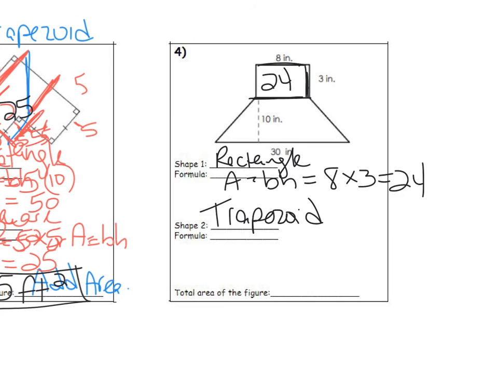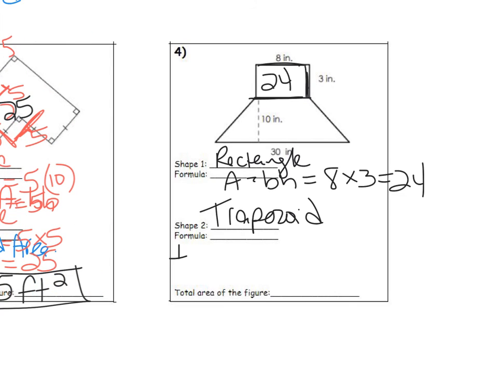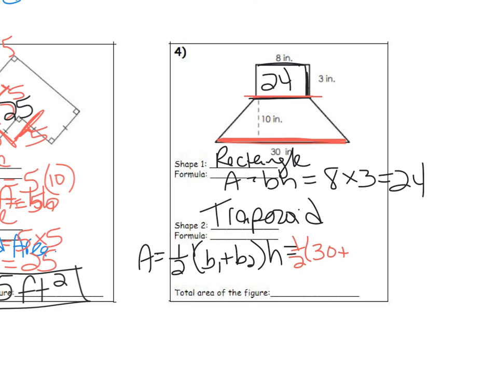Now for the trapezoid, we are using the formula half. So A equals half of base 1 plus base 2 times the height. And we're going to go ahead and find out those 2 measurements. So if you look, you have base 1, or it could be base 2, it doesn't really matter. We have 30. So we still need the half there. So 30 plus base 2, which is 8. Since this is 8, that's going to be 8. And then the height is this dotted line, which is 10.